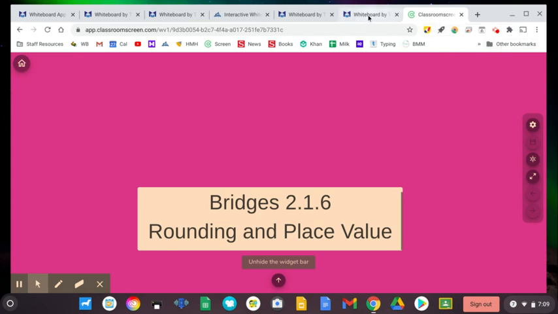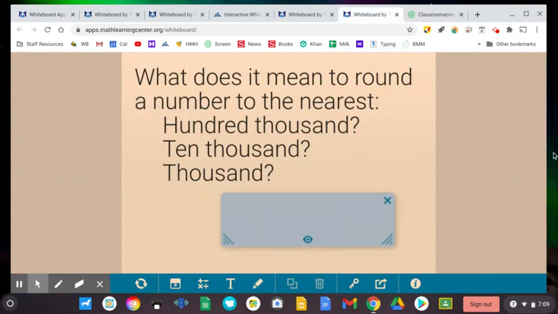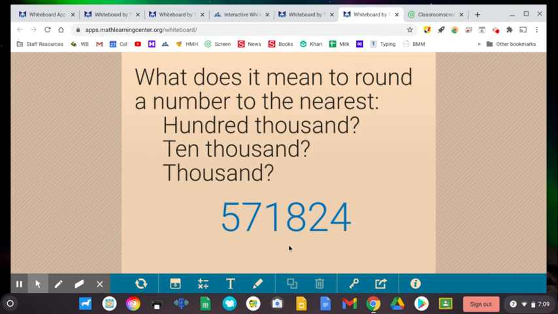So let's go on to this question and let's think about what this means. What does it mean to round a number to the nearest 100,000, to the nearest 10,000, and to the nearest thousand? Today, you're going to play a game that will help you practice these skills, but we have to understand first what it means. So, the number we're working with in our game is this number here. How would we pronounce that? I want you to think about it.